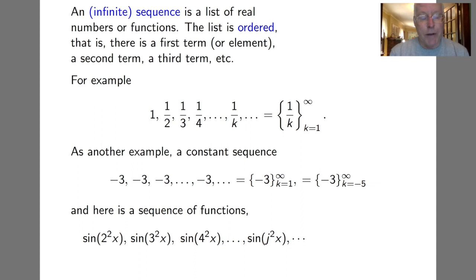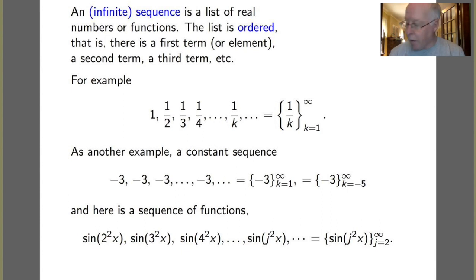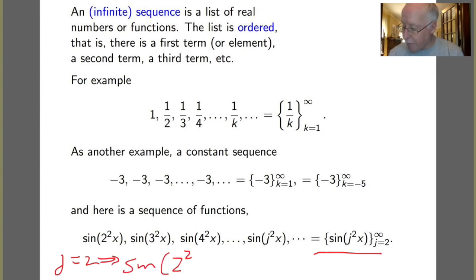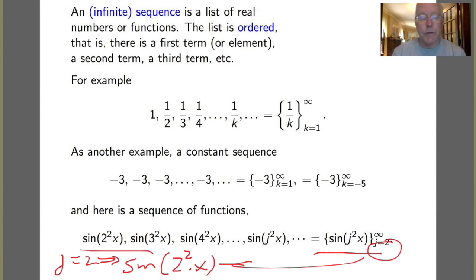We can have sequences of functions, and here's an example of that. We see that the sequence can be described as the sine of the quantity j squared times x as j runs from 2 to infinity. So again, when j equals 2, we come up with sine of 4 times x, and so the starting j equals 2 leads to the first term of the sequence, and so forth.